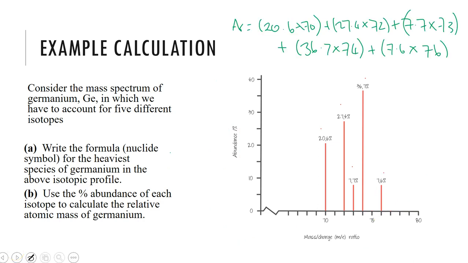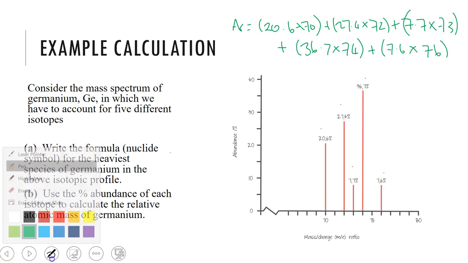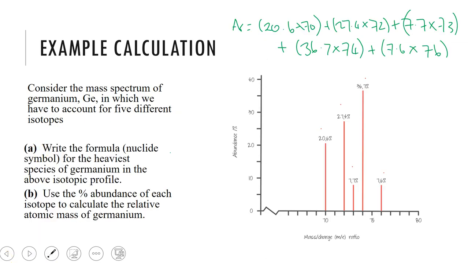Well, hopefully you've managed to pull this information out of the mass spectrum so far. What we have here is that we've taken each of the peaks, so this one here, the 20.6, and then multiplied that by the mass that it corresponds to. So we've got 20.6 multiplied by 70. Then we're adding 27.4 multiplied by 72. Then 7.7 multiplied by 73. 36.7 multiplied by 74, and 7.6 multiplied by 76. Then we're going to add all of that together, and this will give us a total of 7,270.3 if we use our calculator.